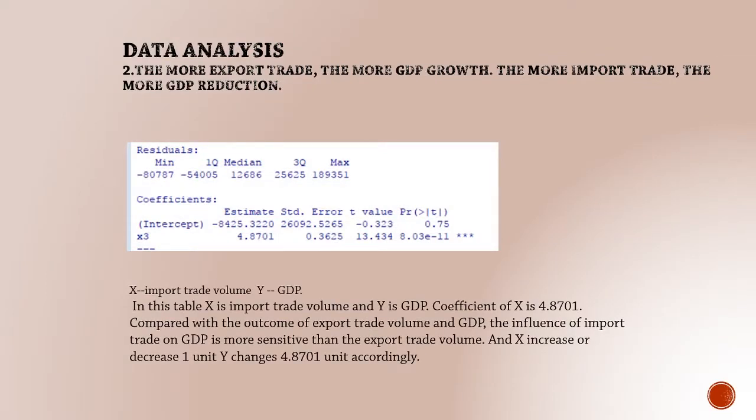And in this table, x is import trade value and y is GDP. The coefficient of x is 4.8701. Compared with the outcome of export trade volume and GDP, the influence of import trade on GDP is more sensitive than the export trade volume, and when x increases or decreases 1 unit, y changes 4.8701 units accordingly.